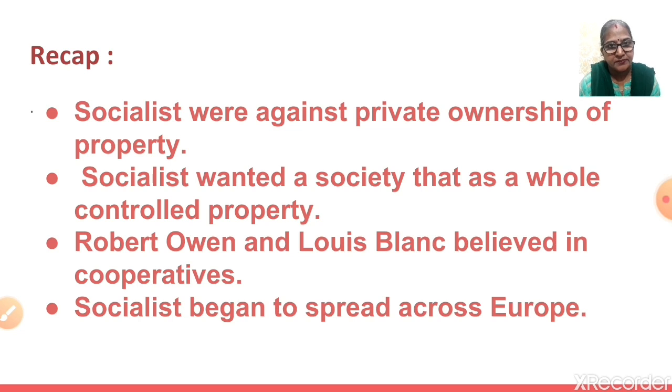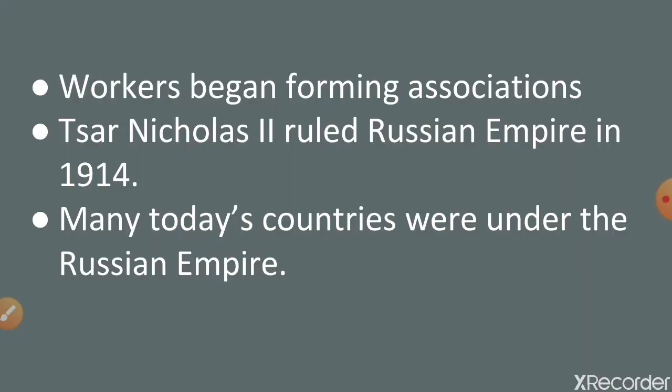So, recap first. In the last class, we studied socialists were against private ownership of property, right? Socialists wanted a society that as a whole controlled property. That means capitalists have no role to play in the society. Robert Owen and Louis Blanc believed in cooperatives. Then we saw how socialists spread across Europe. Workers started forming associations.